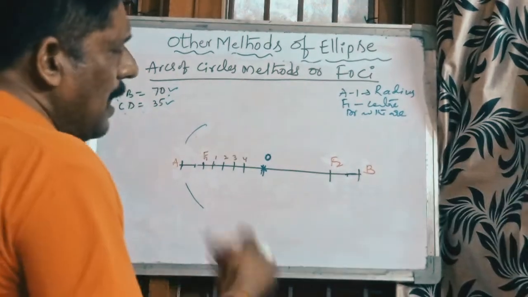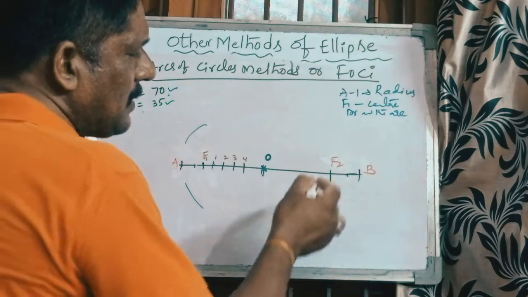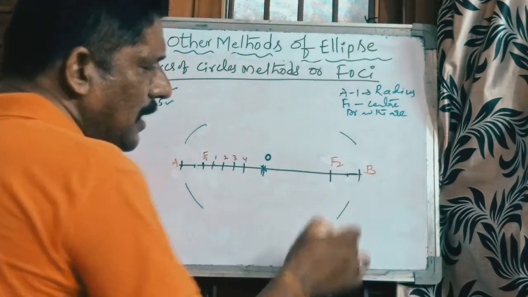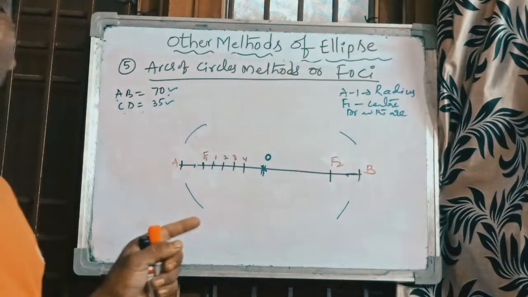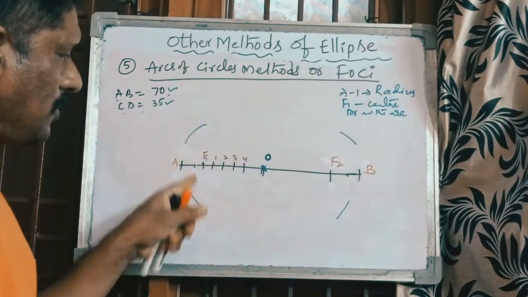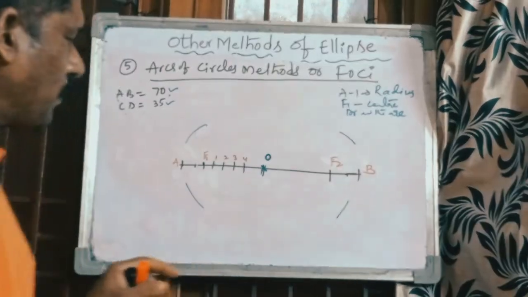Same with the same radius, F2 is the center. Draw the arc on this side also. So similarly, at a time you will get the full ellipse. Otherwise you will get only half of the ellipse. Same method you have to follow for this side also.